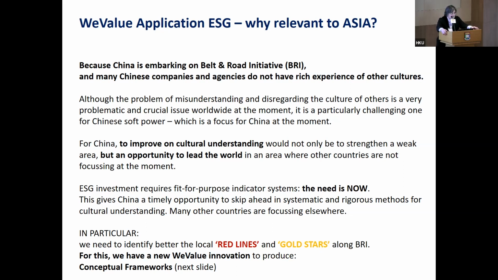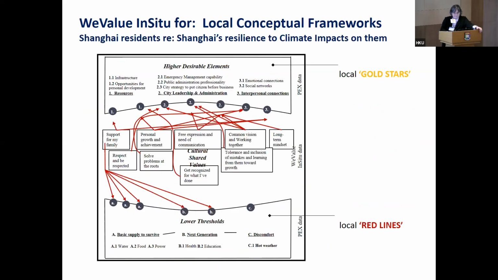So in particular, we need to identify those red lines and those gold stars everywhere along the Belt and Road Initiative. And for this, we have a new WeValue innovation, yet another innovation, which is about conceptual frameworks. This is an example of what we call local conceptual frameworks. This is an example from a study looking at residents' or city resilience to climate impacts.